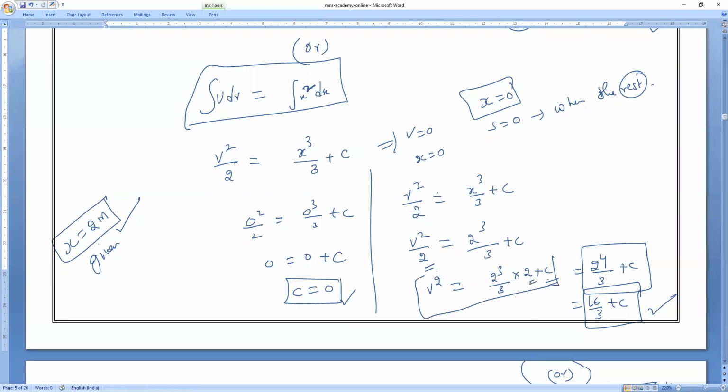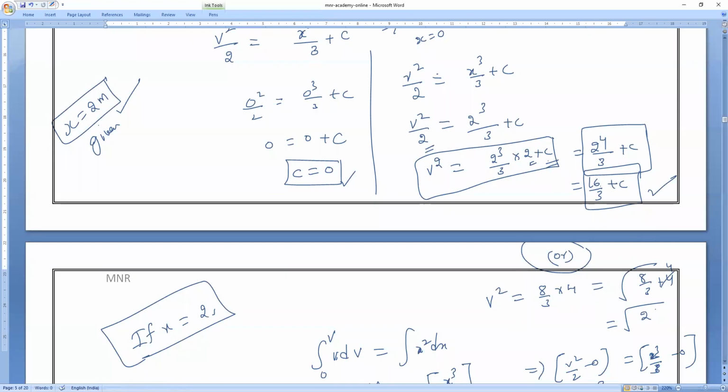Multiplication and plus C. Any doubt in this till here? Please respond. So the answer, what is the answer that will come? 2 power 4 divided by 3, which is equal to 16 by 3 plus C.